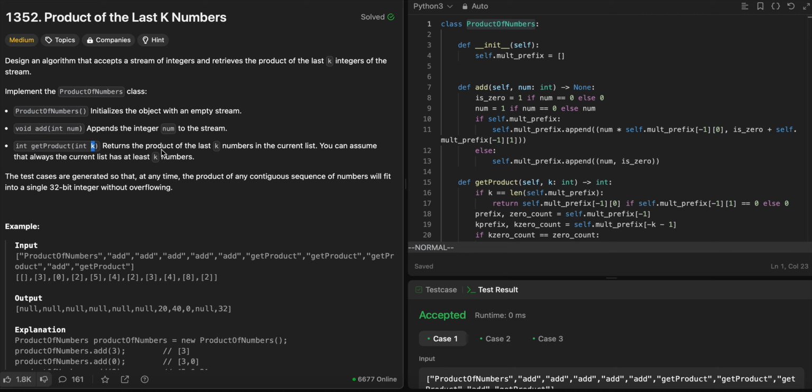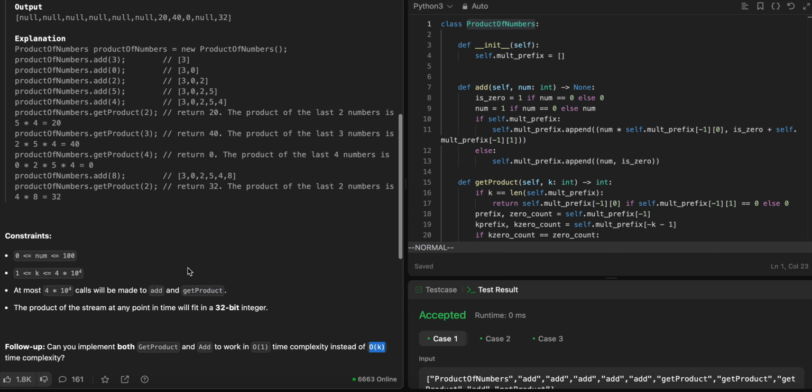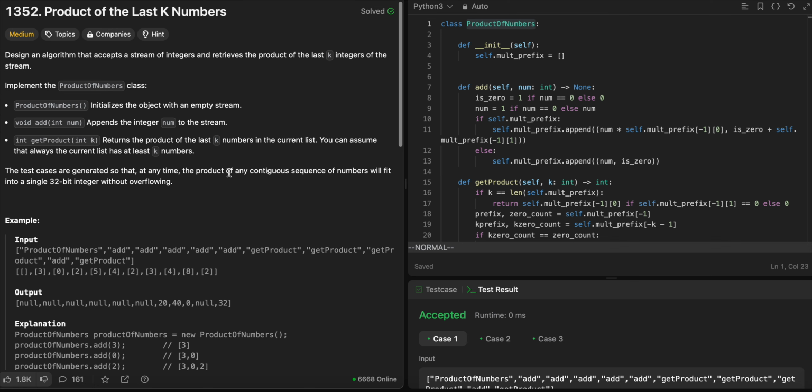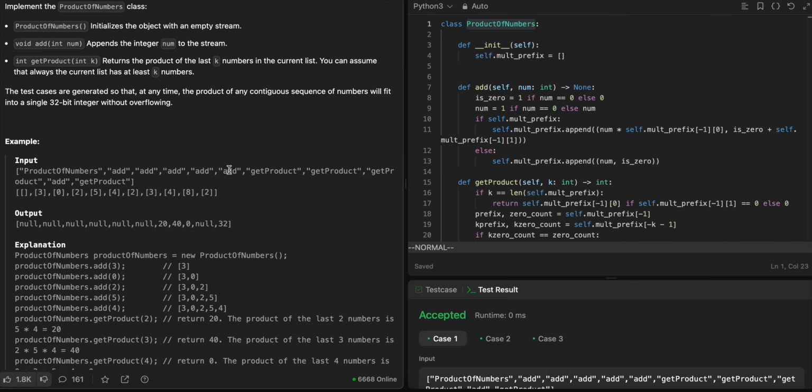the follow-up. Can you implement both getProduct and add in O of 1 time instead of O of k? We're not going to do the O of k today. We're not here for the O of k. This solution is actually O of 1. So, yeah, it's pretty non-convenient, but it works. And that's what I'm here to explain today.